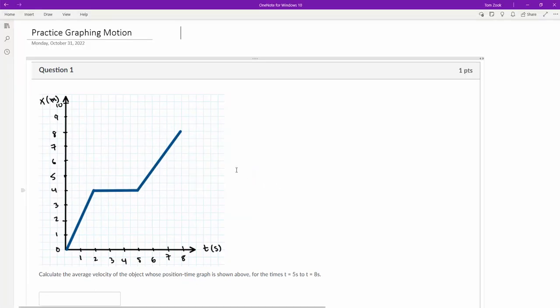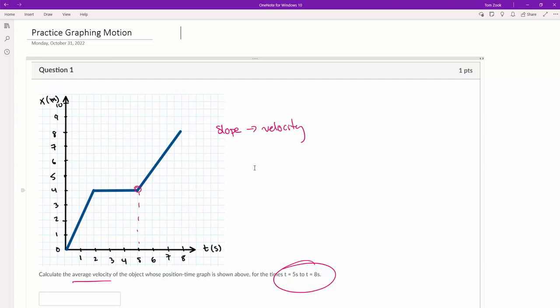So let's do it. First off, we have a position versus time graph. On a position versus time graph, the slope of any line segment is always going to be equal to the velocity. In this case, it's saying calculate the average velocity for the object whose position time graph is shown for 5 to 8 seconds. So that means we start at 5 seconds and we read what the position is. It's going to be 4. And we look at 8 seconds and we read what the position is, and it's 8.